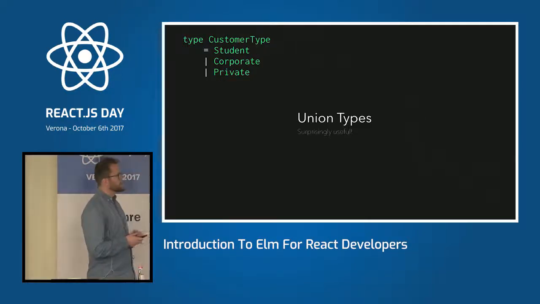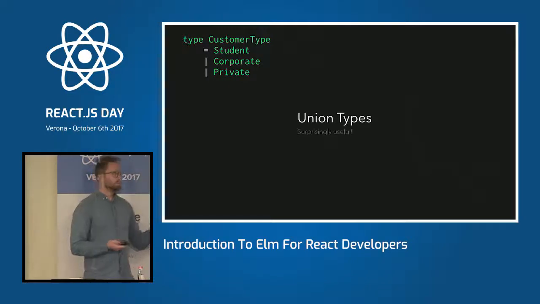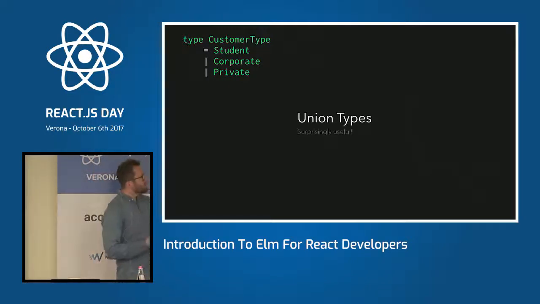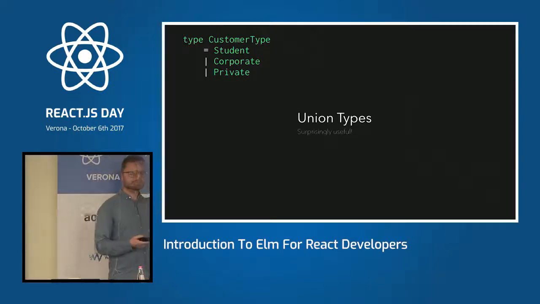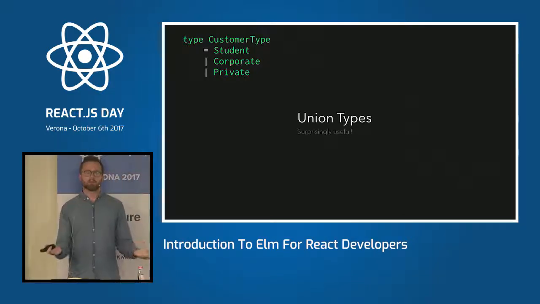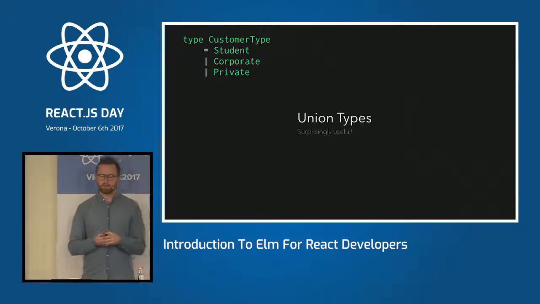And it's called union types, or sum types, or discriminated unions, or has lots of different names. So it resembles an enum type. So you're saying that this customer type, that's a bad name, I know, could be either student, corporate, or private. Those are the possible values. It can't have another type, it can't be null, it has to be one of those 3 types.